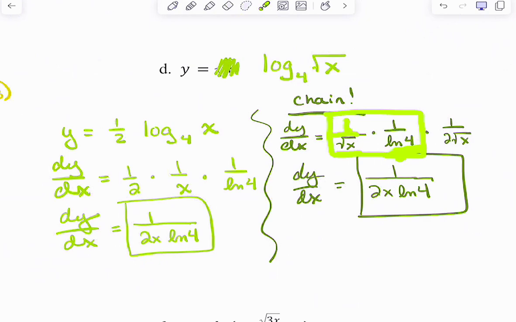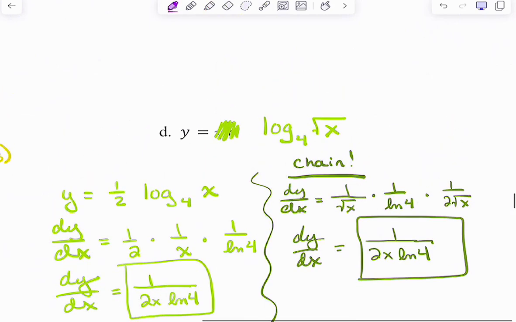Then I had to chain. What's the derivative of the square root of x? 1 over 2 root x. By the way, this shows up so many times. The derivative of the square root of x is 1 over 2 root x. It's worth memorizing. I legit might put that on my flashcards because it shows up all the time, and being able to spit it out fast will save you some hassle.